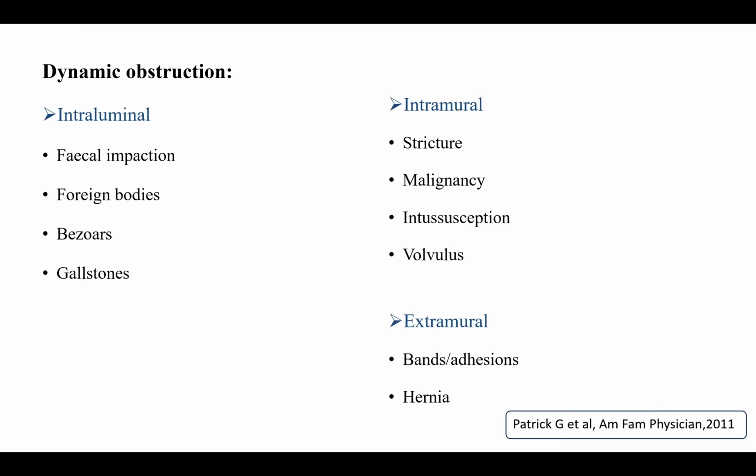Coming to dynamic obstruction, it can be categorized into three based on the causes: intraluminal, caused by fecal impaction, foreign bodies, bezoars, gallstones; intramural, caused by stricture, malignancy, intussusception, volvulus; and extramural, by bands or adhesions, hernia.